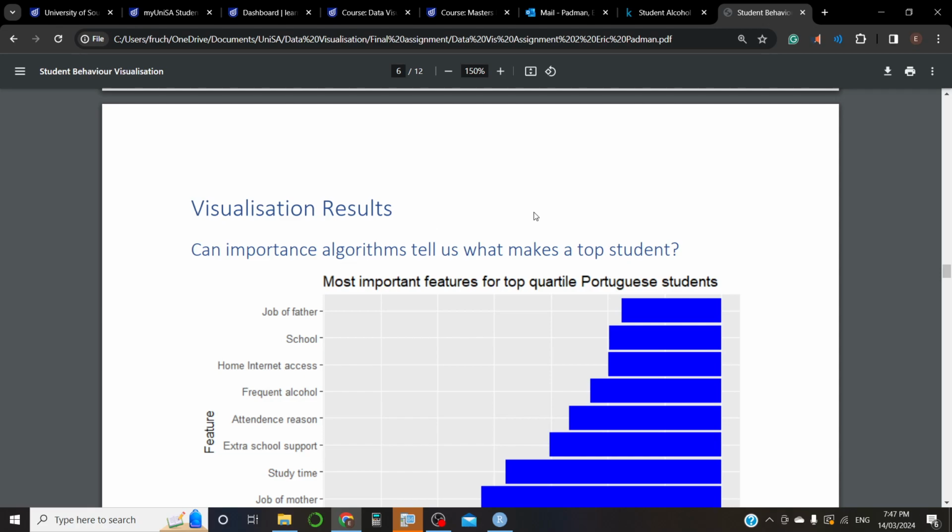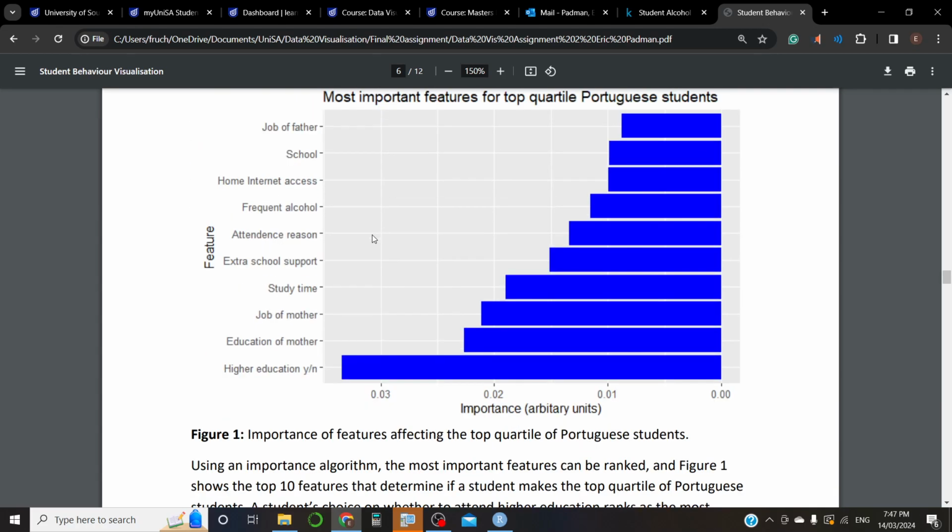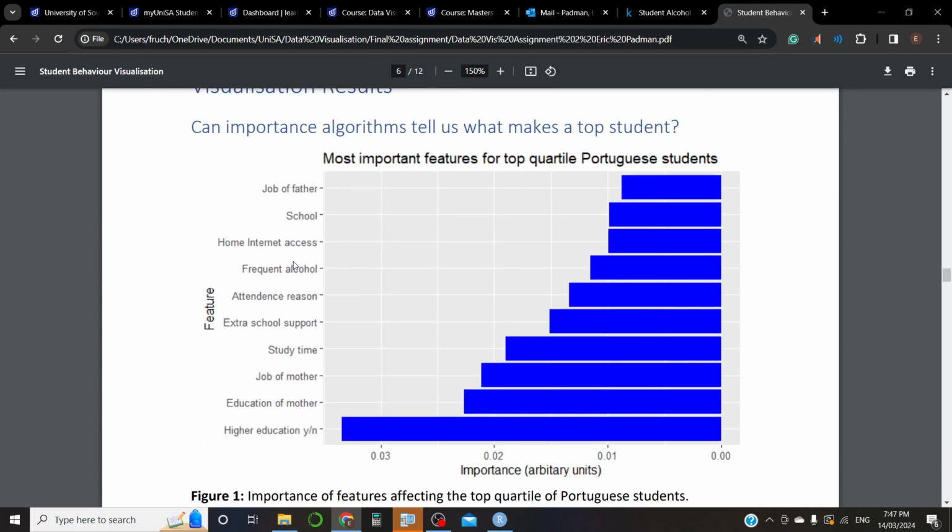Okay, so in the visualizations, I ran some algorithms to determine which of the features were the most important. So when that's done loading, I'll show you how that worked. In particular, there's a big important one: the kids who perform well saying yes to higher education, that they wanted to go on to higher education.